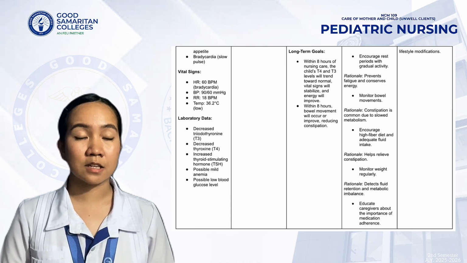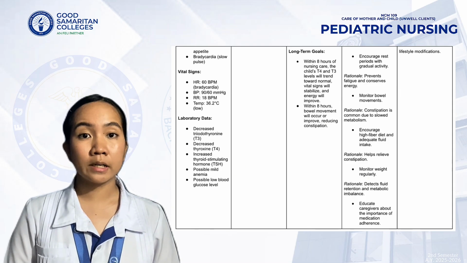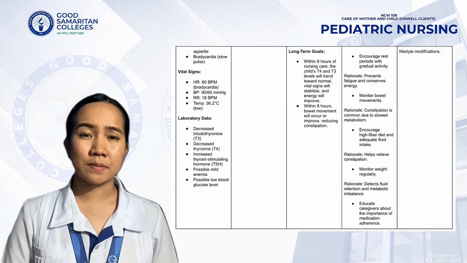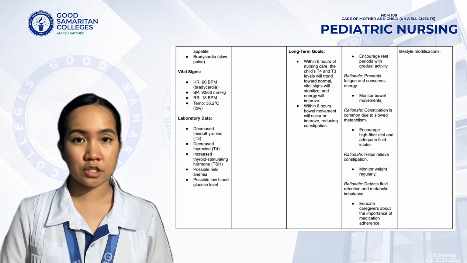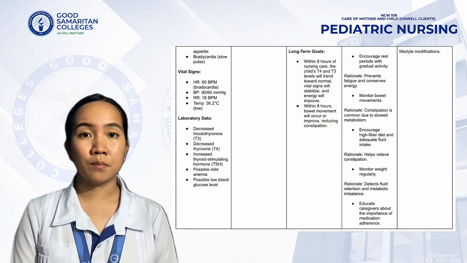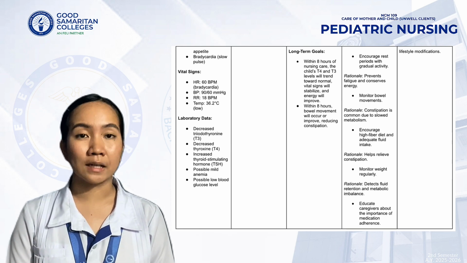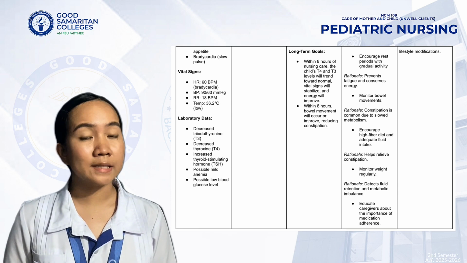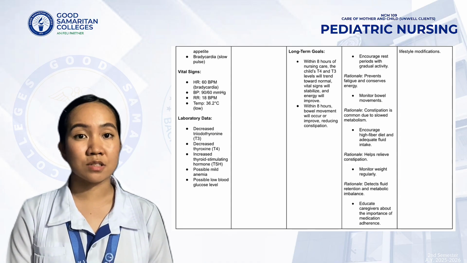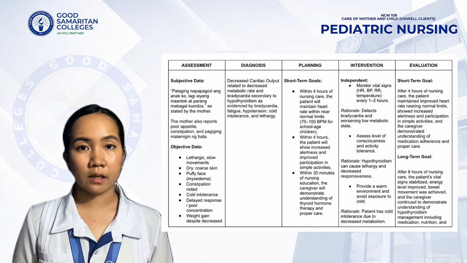The temp is 36.2 degrees Celsius, and for the laboratory results, meron siyang decreased T3 and T4, and mayroon siyang mataas na TSH, which is the thyroid stimulating hormone. And meron din siyang possible mild anemia, possible low blood glucose. So overall, these findings indicate a low metabolic state which is consistent with hypothyroidism. So now let's proceed to diagnosis.